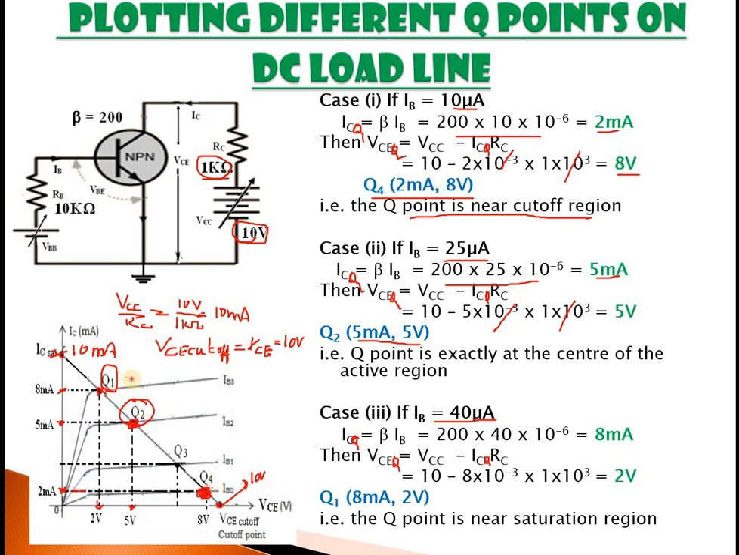Near cutoff and near saturation regions we don't prefer because they don't give us faithful amplification, whereas the center of the active region will provide faithful amplification. So this example shows how important the DC load line is and how it plays a role in selecting the Q point, thereby reflecting faithful amplification at the output.